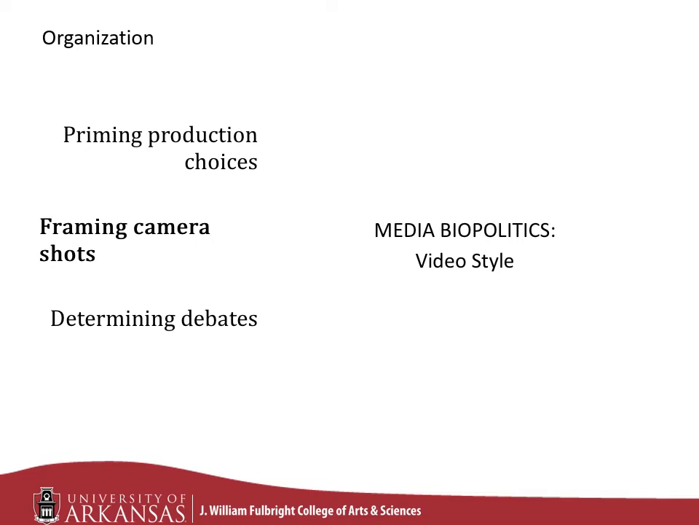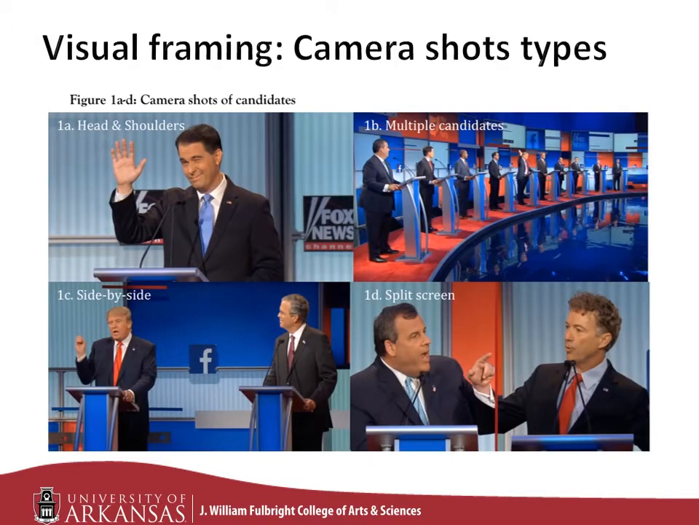In this section, we continue with our analysis of the video style that enhances or hinders a connection between politicians and their followers. We focus on camera shot types with subtle production decisions affecting perceptions by the general public. There are four major camera shot types that we see in competitive politics such as debates. They are head and shoulders, side-by-side shots, split-screen shots, and multiple candidate shots. We will next consider each of these camera shots that frame how we see political figures in greater detail.